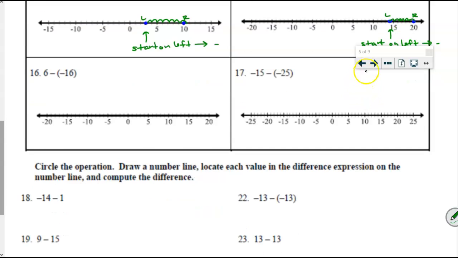Finish up these last two, 16 and 17, and then I'm going to let you guys work on your own. But 16 and 17 together as a group. Ready, set, go. Okay, last ones.